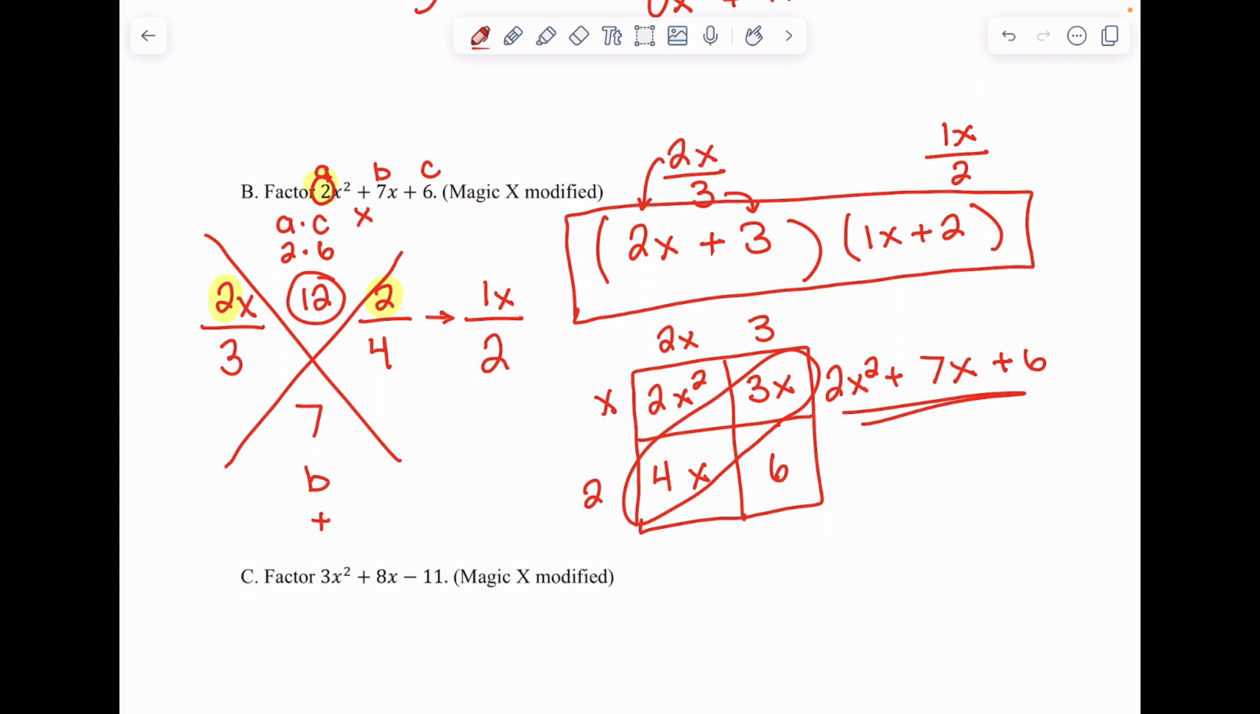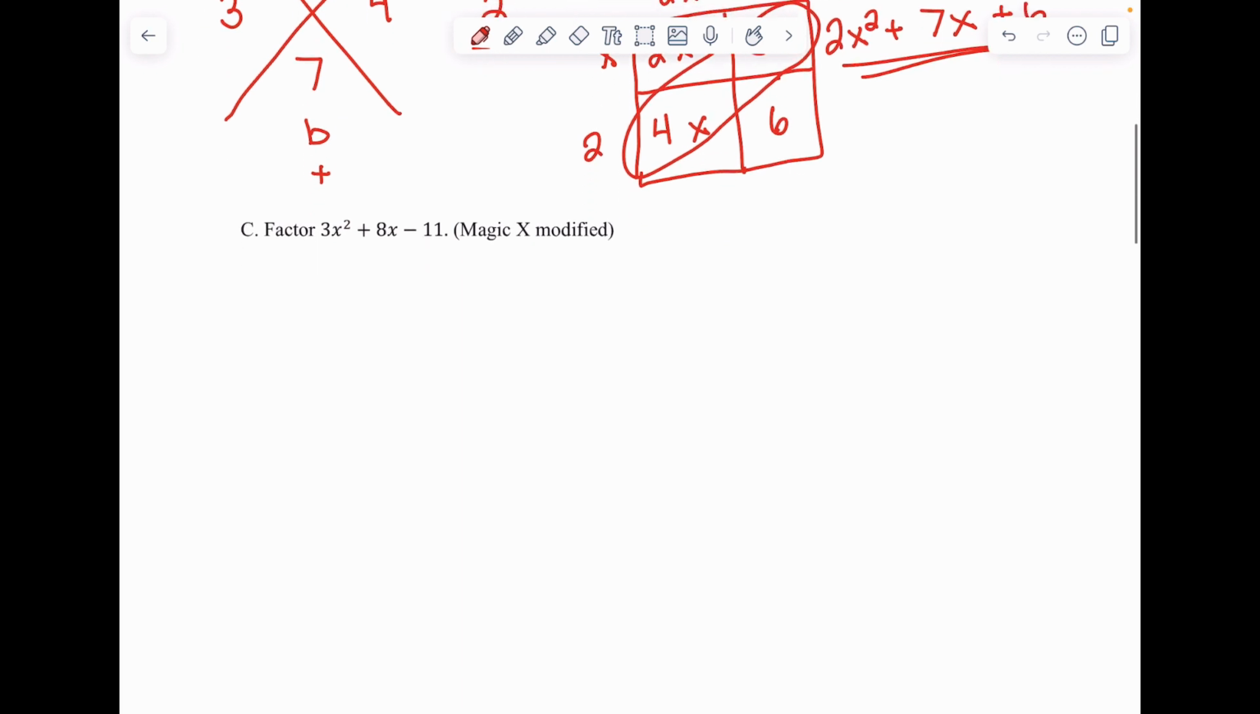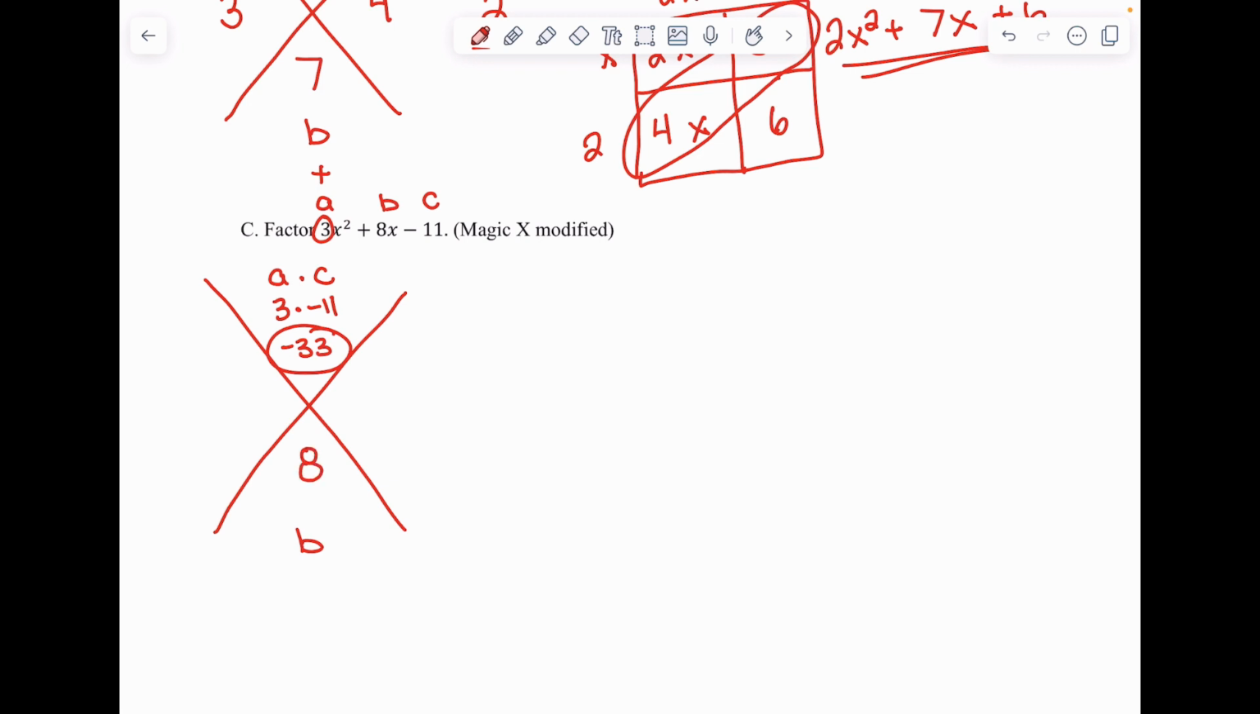So let's try this modified magic x again. Notice how I have a 3 in front of my x squared, which tells me I have to do the modified magic x. So on the top of my x, I do a times c. So 3 times negative 11, which will give me negative 33. B goes on the bottom, so I have 8 on the bottom. And I need two numbers that multiply to negative 33 but add to positive 8.